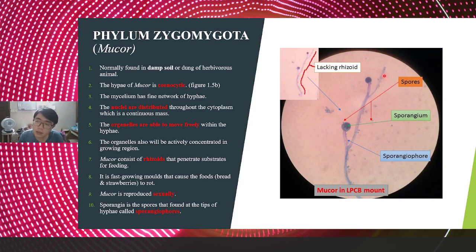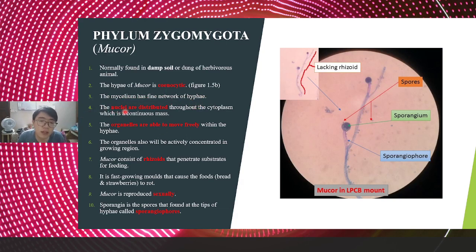You see its hypha. You see its body shape is like hypha. The body shape is a needle or thread-like structure, and it is branched, right? Normally it is found in damp soil or in the dung of herbivorous animals. And the hypha of Mucor is coenocytic, so it does not have septa. You see it is smooth, it does not have a wall at the end. So it is coenocytic. And the mycelium is a network of hypha.